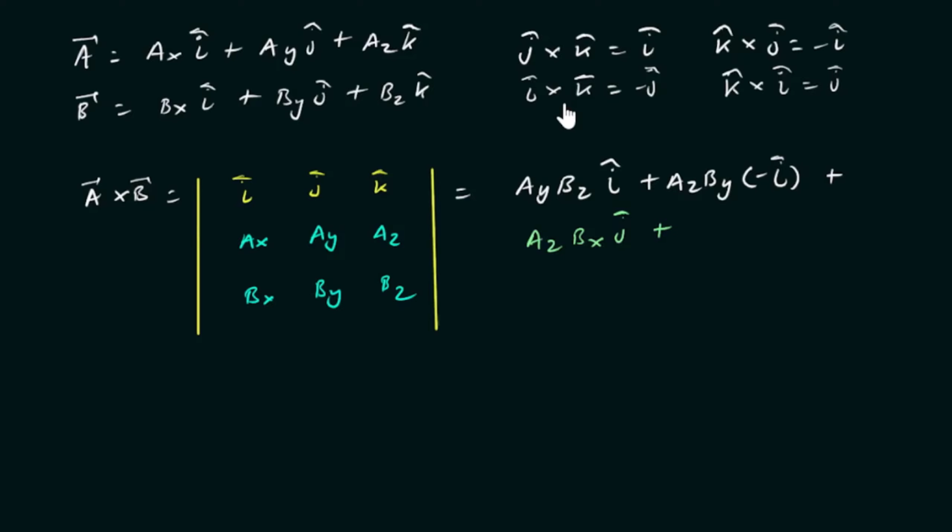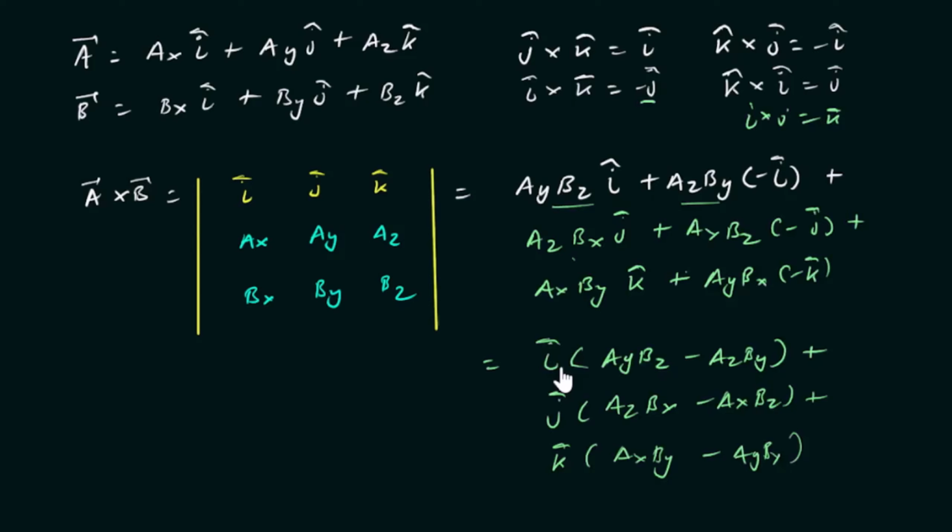Now we just add the components. I cap will be outside the bracket. Here we will get (ay bz minus az by) I cap plus (az bx minus ax bz) J cap plus (ax by minus ay bx) K cap. So the resultant of A cross B will be this much. This was all about how to deal with the cross product in the algebraic manner.